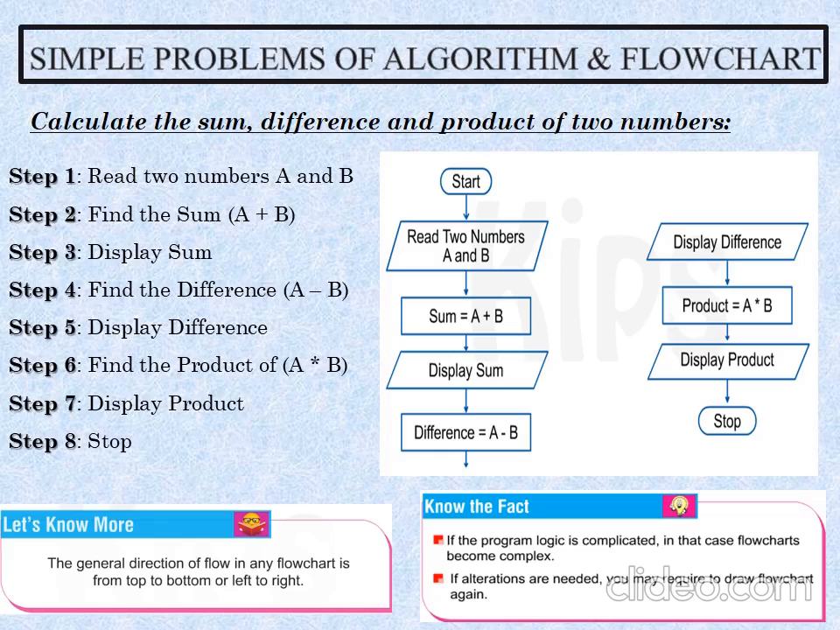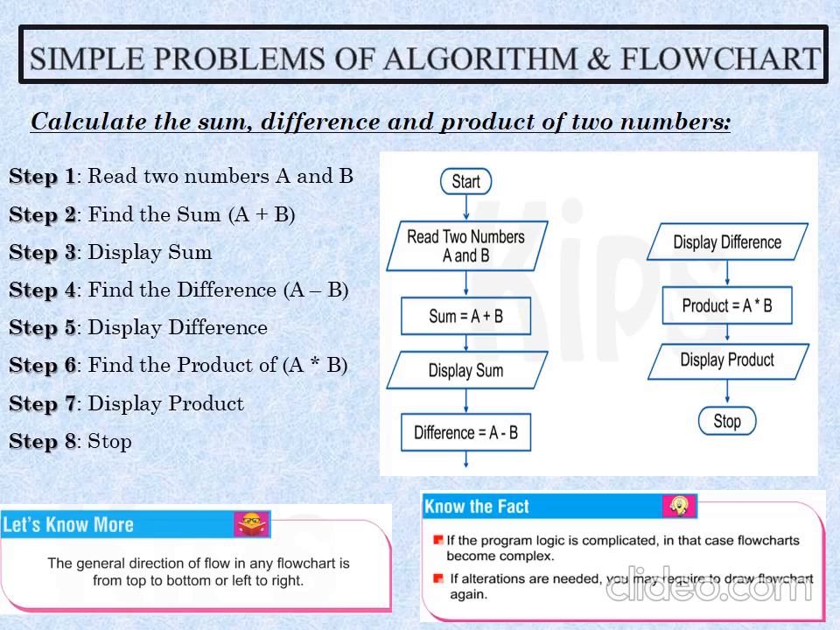After finding A plus B, we need to display the answer. So display sum: which box will we put it in? Yes, the output box, because that is our result for the sum. Very good. Next is the processing, the difference, A minus B. After finding the difference, we display the difference, which is our result.